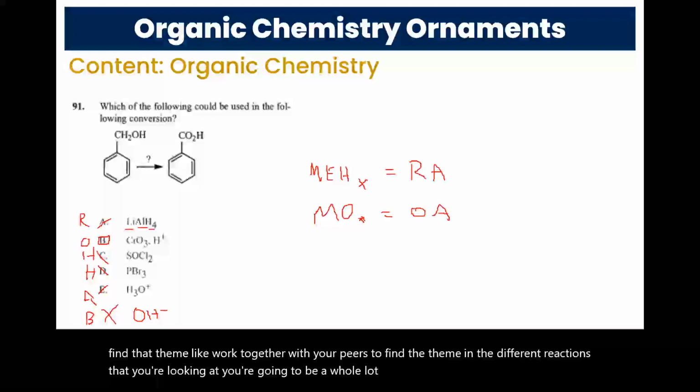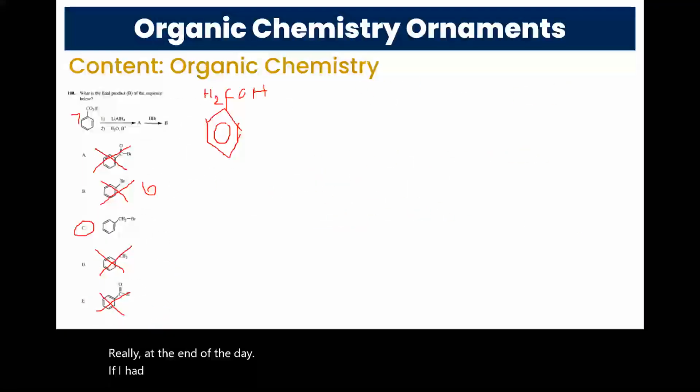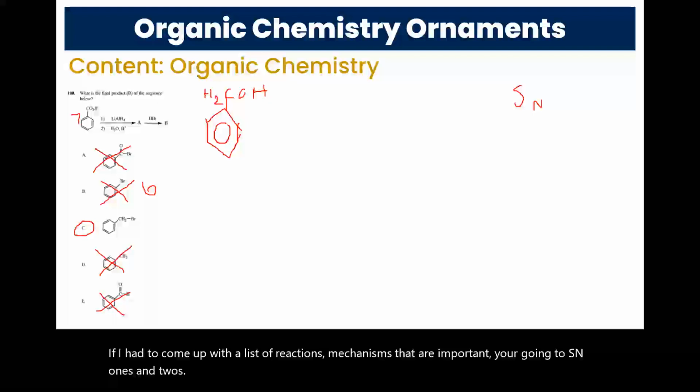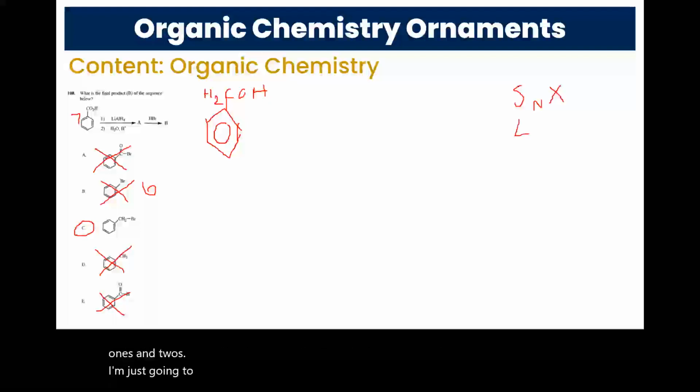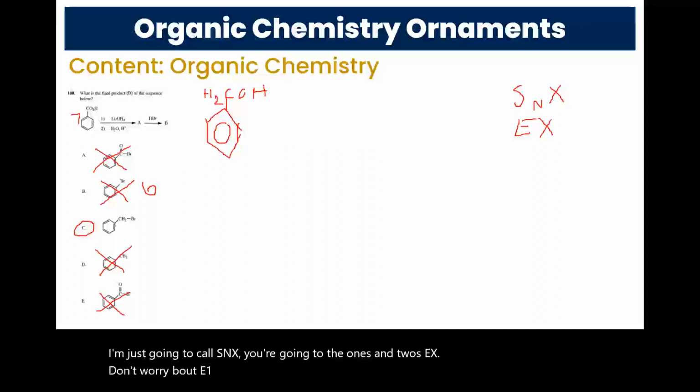Really, at the end of the day, if I had to come up with a list of reaction mechanisms that are important, you're going to have your SN1s and 2s. I'm just going to call it SNX. You're going to have your E1s and 2s, EX. Don't worry about E1CB or any of that stuff for this test. You might be taught that in your class.